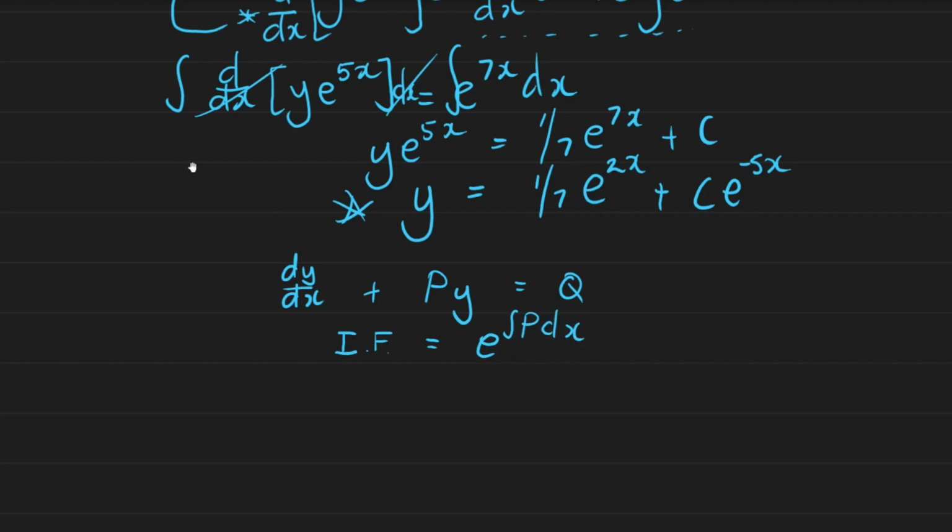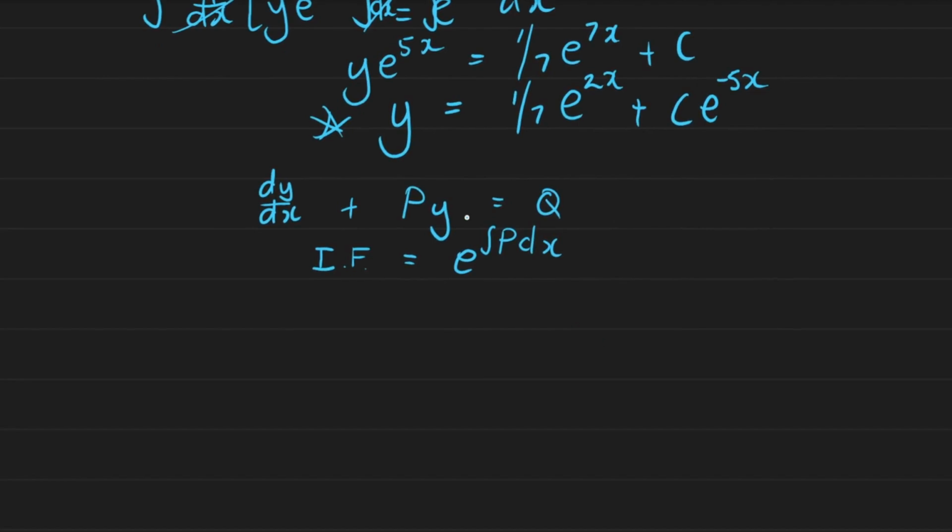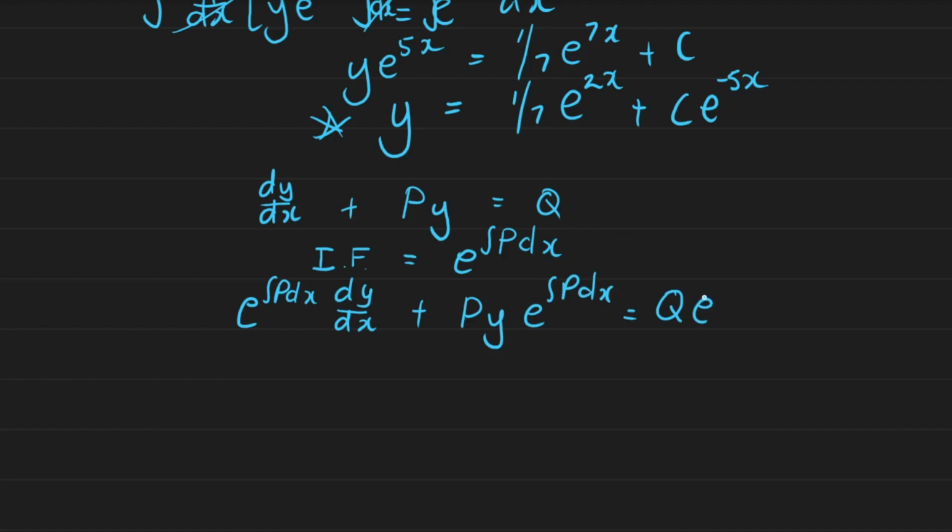So let's multiply our general form of this equation by this integrating factor. We're going to have e to the power of the integral of p dx times dy/dx plus py times e to the integral of p dx is equal to q times e to the power of this integral of p dx.